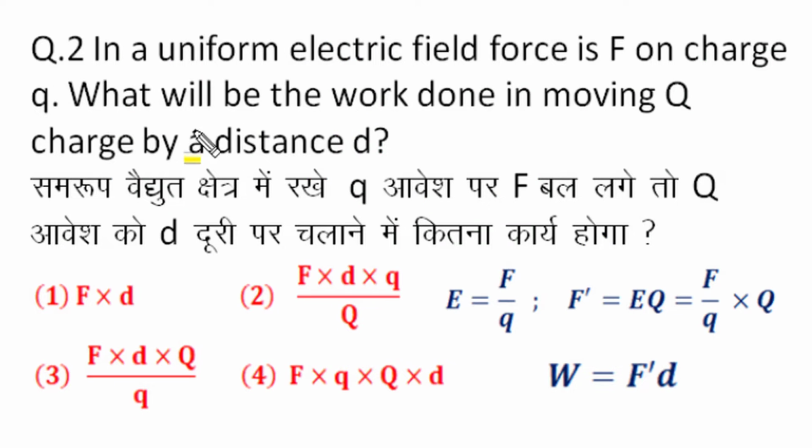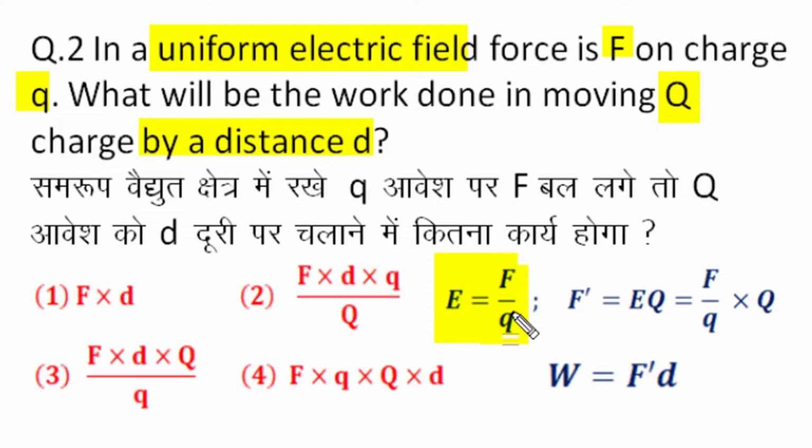It is given that in a uniform electric field, force is F on charge q. What will be the work done in moving a test charge capital Q by a distance D along electric field direction? In uniform electric field, everywhere the strength of electric field is the same and it is force per unit charge. So it is F by q in our case.